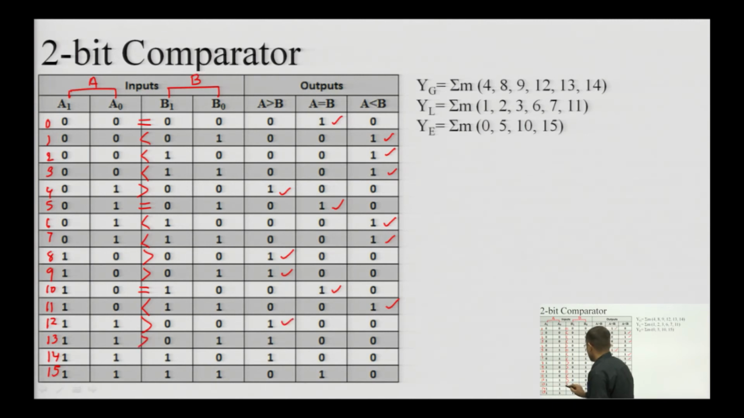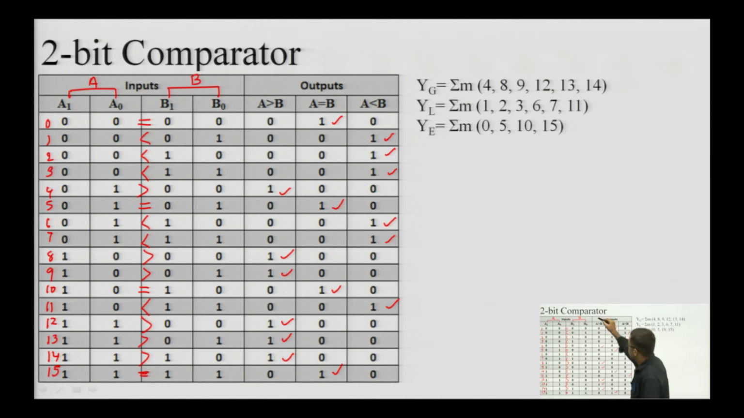1 1 is greater than 0 1, that is why another high output for A greater than B. 1 1 is greater than 1 0, another high output for A greater than B. 1 1 is equal to 1 1, that means y e is equal to 1. So, in this way we have prepared this truth table, and from this truth table we can have the min terms.